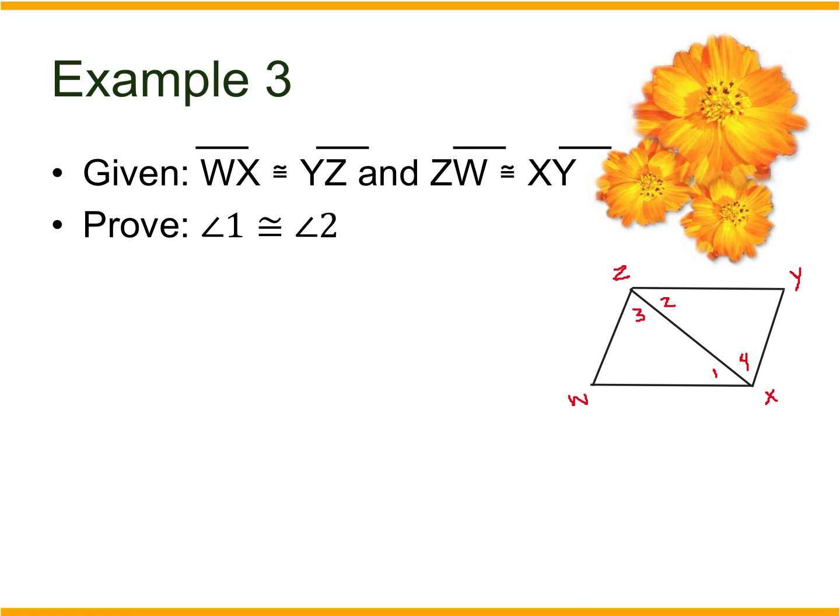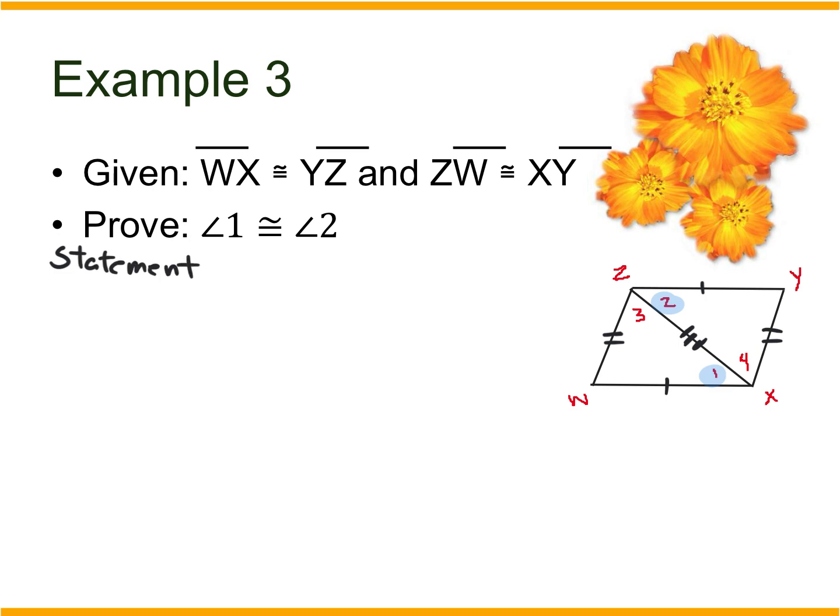So for example 3, we're given that segment WX, this one right here, is congruent to YZ, that one up there. They're telling us that ZW, this one right here, is also congruent to XY, that one right there. They're asking us to prove that angle 1, this one right here, is congruent to angle 2, that one right there. Awesome, we can prove that. If you notice, the only thing we're missing to prove these two triangles are congruent is this side right here. So that will make it a side side side. Since we figured out how we're going to solve it based on the diagram, let's go ahead and write the statement and reason.